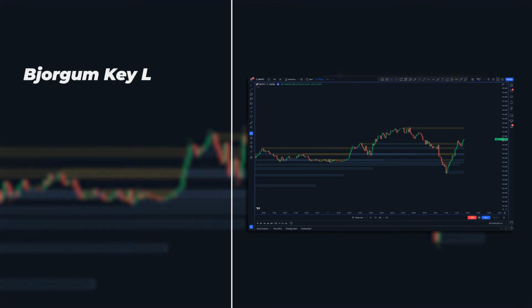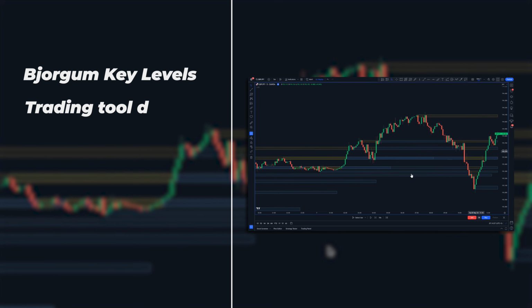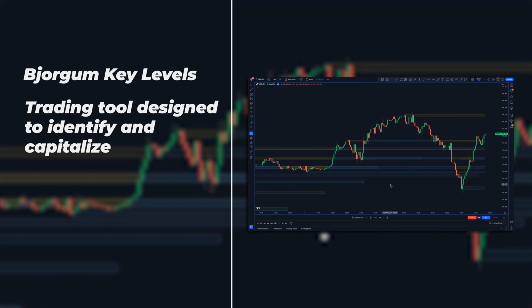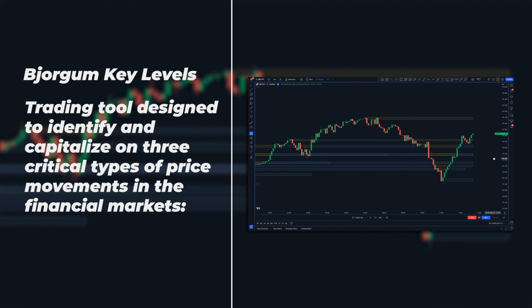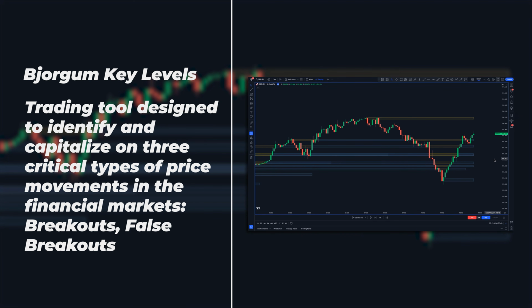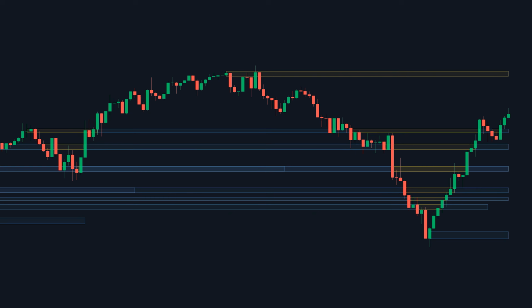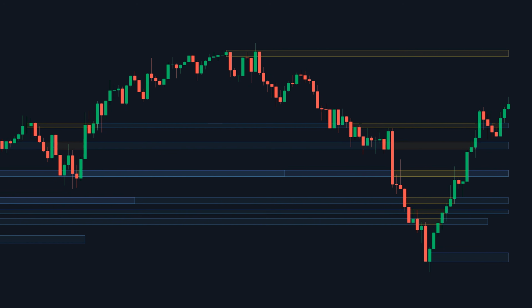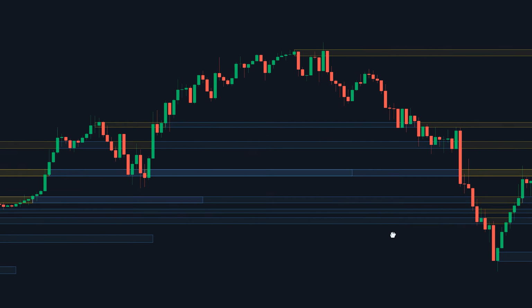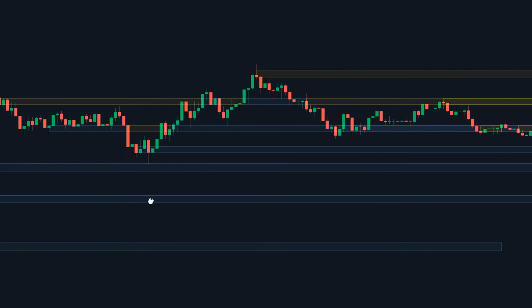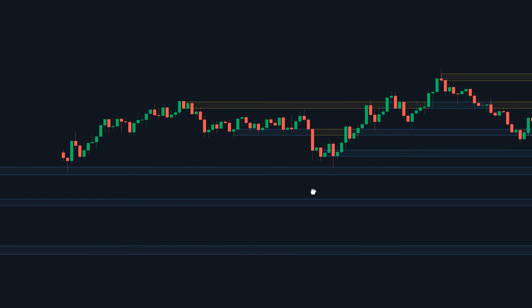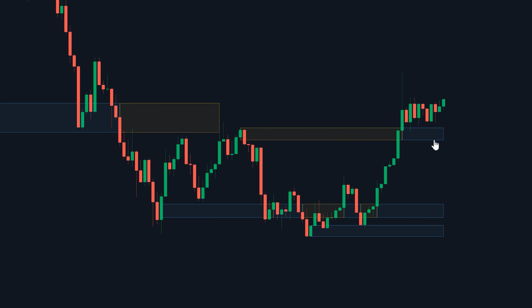The Bjorgum Key Levels Indicator is a trading tool designed to identify and capitalize on 3 critical types of price movements in the financial markets: breakouts, false breakouts, and backchecks. Each of these movements represents a strategic point in price action that, if recognized and used properly, can yield significant gains. So, this indicator is made up of support and resistance levels, collectively known as key levels.